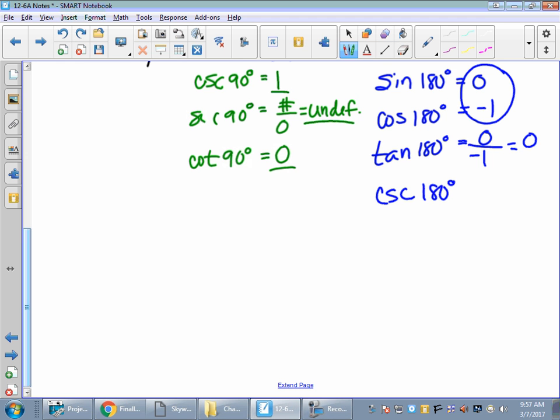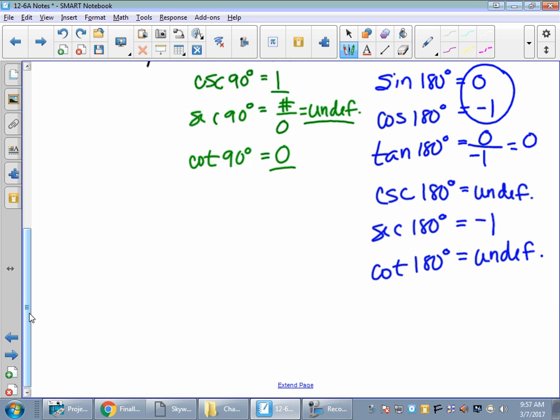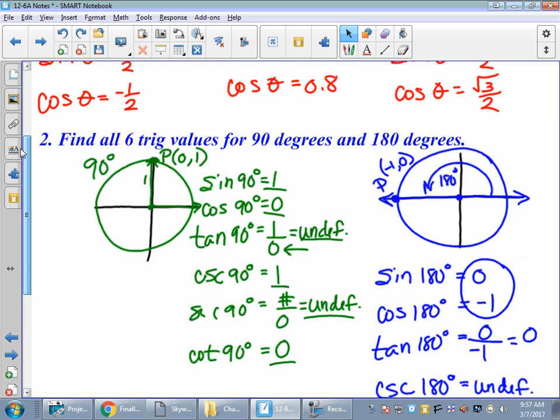Cosecant of 180 degrees, you flip the sine. Well, when you flip 0, it becomes the denominator, so that's undefined. Secant of 180 degrees is when you flip -1, which will give you -1. And cotangent of 180 degrees is when you flip the 0, and when you flip 0, it's now in the denominator, so you get undefined. Let's just review our answers. I got 2 zeros, I got 2 -1s, and I got 2 undefineds. So that is a classic quadrantal. They're a little bit different. You're going to get 1s or -1s. You're going to get 0s and undefineds.